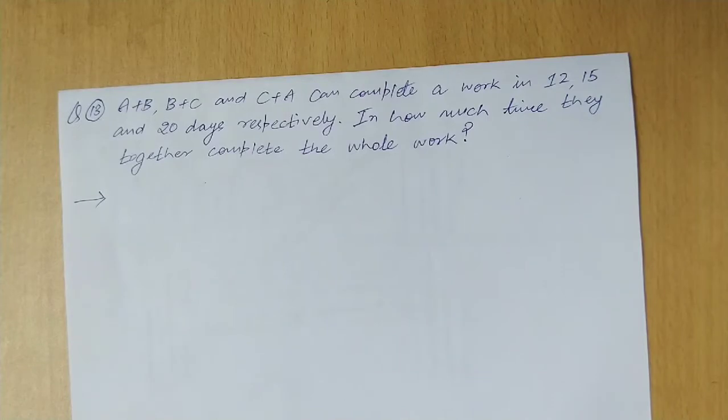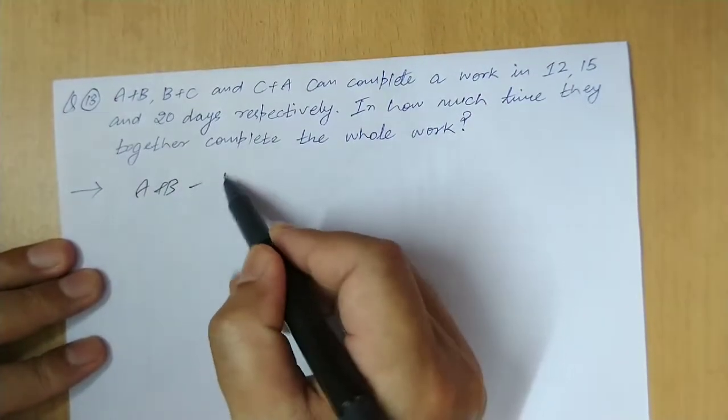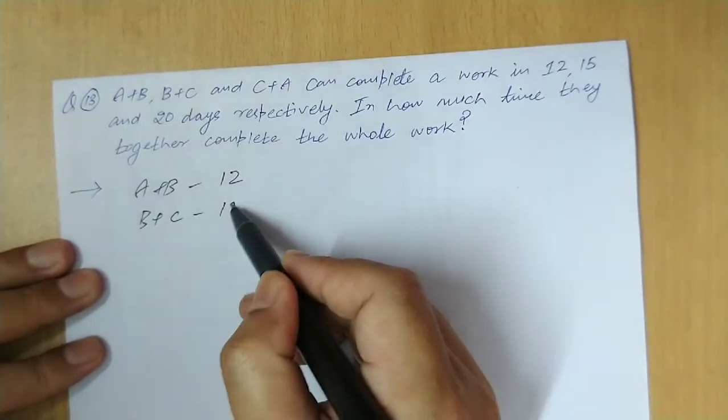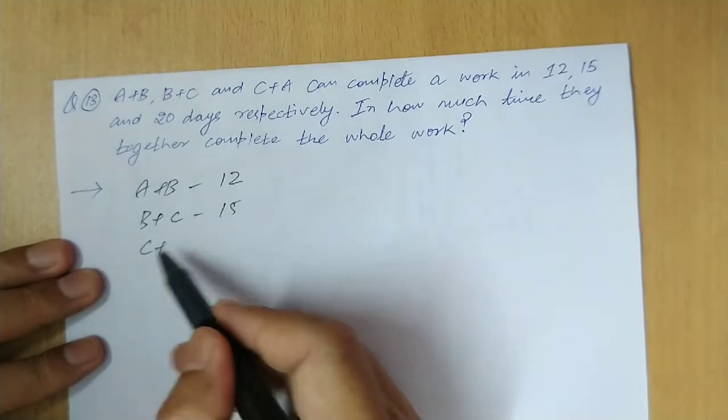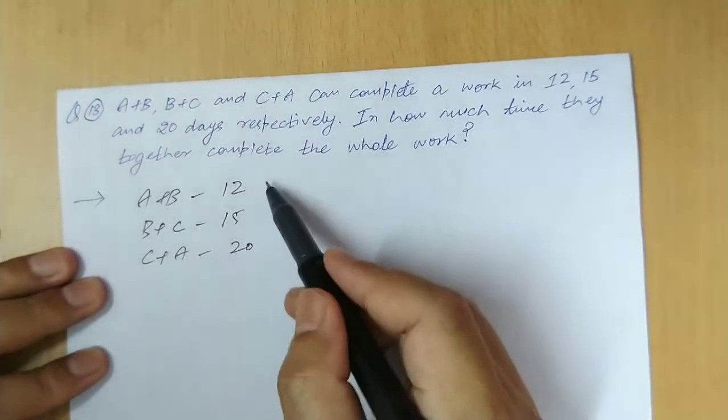Moving on to next question, question number 13. A plus B, B plus C and C plus A can complete a work in 12, 15 and 20 days respectively. In how much time they together complete the whole work? A plus B can complete a work in 12 days. B plus C can complete the same work in 15 days. C plus A can complete the same work in 20 days.